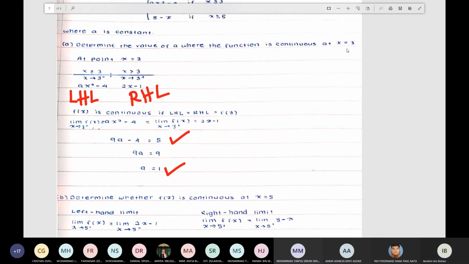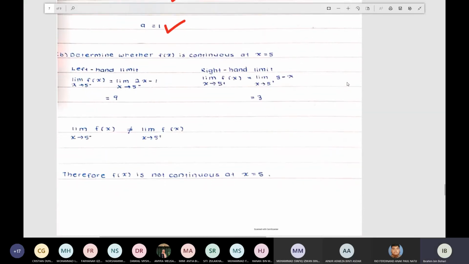Question b. f(x) is continuous at x equals 5. This is also the same. This one you compare the left hand limit and the right hand limit of the function. The left hand limit of 2x minus 1 equals 9. And the right hand limit of 8 minus x here equals 3. You compare, 9 does not equal 3. The conclusion here: the limit of the function does not exist, and f(x) is not continuous at x equals 5.